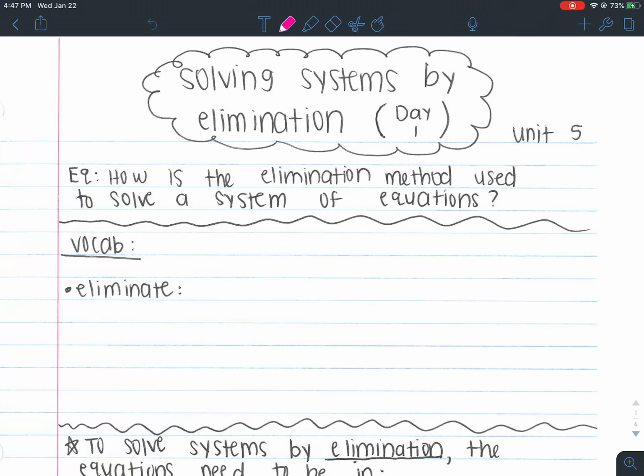Hey guys, welcome to the video for solving systems by elimination. This is in Unit 5. Our essential question is, how is the elimination method used to solve a system of equations?